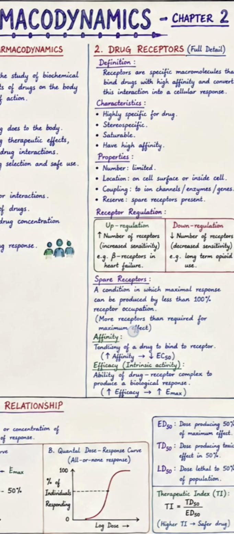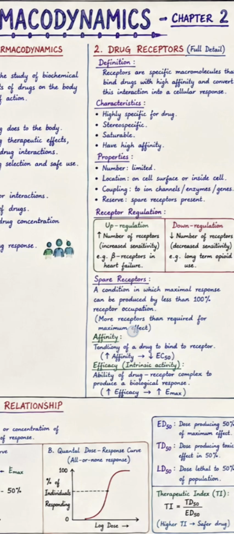So how does the receptor actually work? Receptors undergo regulation: up-regulation and down-regulation. When the number of receptors increases and their sensitivity increases, they are upregulated, like beta receptors in heart failure. When the number of receptors decreases along with sensitivity, this is down-regulation, like in long-term opioid use. When you use opioids for a long time, the receptors become desensitized and the response is less than the normal response.